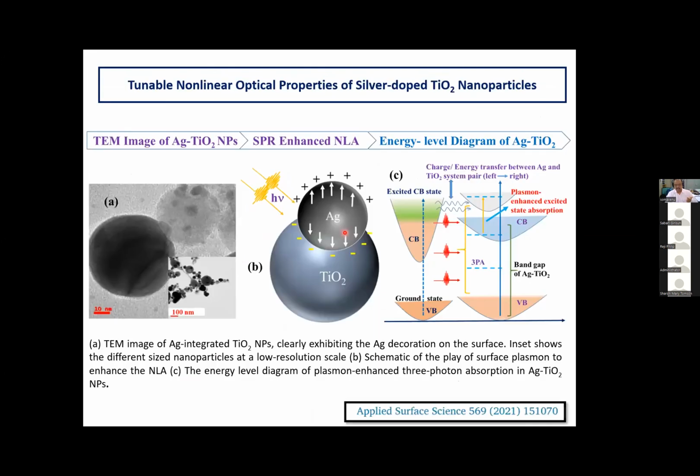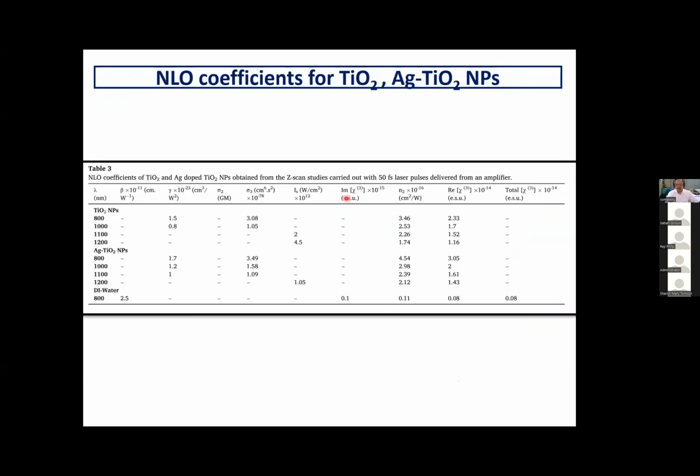So detailed studies were done. And what we have seen is there is a transfer of energy occurring from the TiO2, which is more or less like a semiconductor or close to an insulator. There is transfer of energy occurring, and because of which there is a strong nonlinear absorption in the presence of TiO2 and silver. So if you look at the table, this is three-photon absorption.